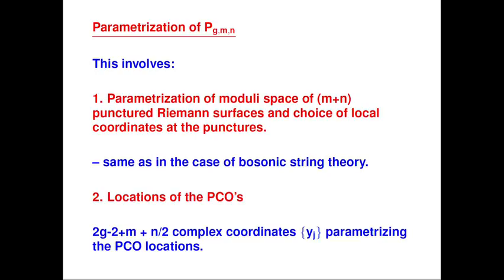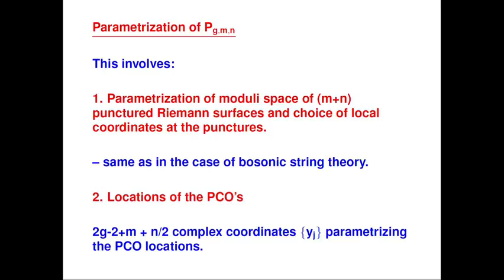But now we have additional data, which is the locations of the picture changing operators. So a point in P_g^{m,n} is specified not only by specifying the local coordinates, but also where you have located the picture changing operators. If you keep the local coordinates and the moduli fixed, but change the picture changing operators, we consider that a different point on the fiber. So the fiber has now gotten extra coordinates. How many extra coordinates? They are precisely 2g-2+(m+n)/2 complex coordinates that you need to label the locations of the picture changing operators.